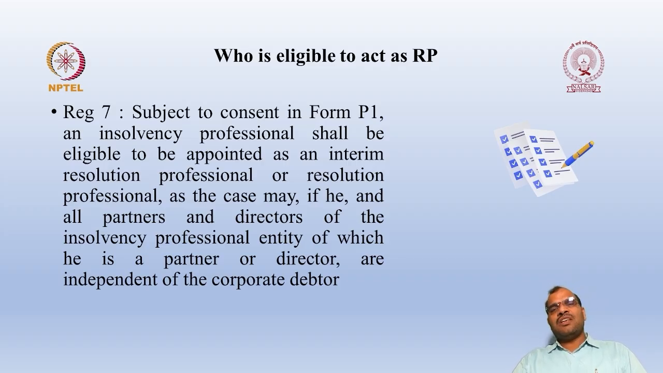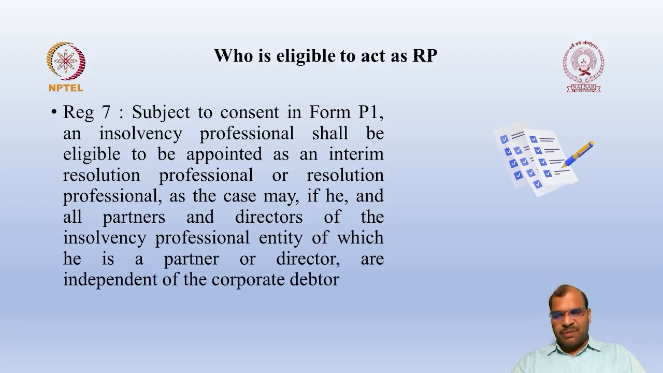Subject to consent in form number P1, an insolvency professional shall be eligible to be appointed as an interim resolution professional or RP, as the case may be, if he and all partners and directors of the insolvency professional entity of which he is a partner or director are independent of the corporate debtor. So that means if I want to appoint someone as a resolution professional, he should be an independent person.